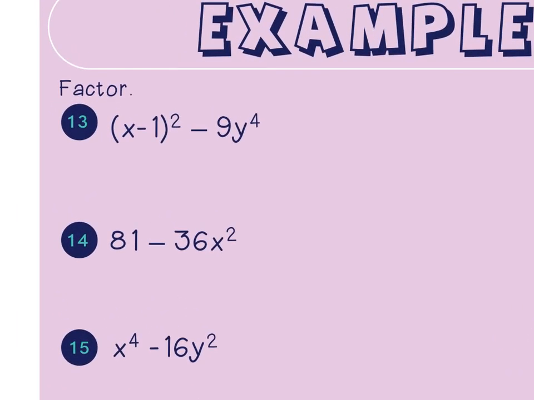Same idea here. Two binomials, these are perfect squares. Square root this, I get x minus 1. Square root this, I get 3y squared. One's a plus sign, one's a minus. 3y squared, 3y squared. No like terms to combine, you just leave them like this. Again, if you multiply these two trinomials back, it will go back to your original problem.